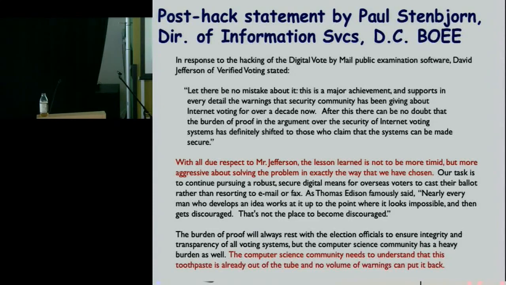But I still maintain that election security is a U.S. national security issue. And in any country, it's a national security issue for that country. And internet voting is an example of something where I don't see, for the next decade, any way of resolving all of the issues satisfactorily that will allow us to run an election safely over the internet.